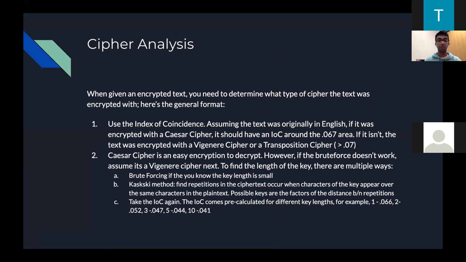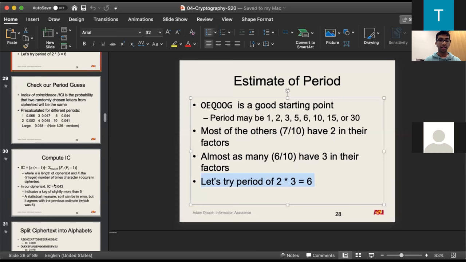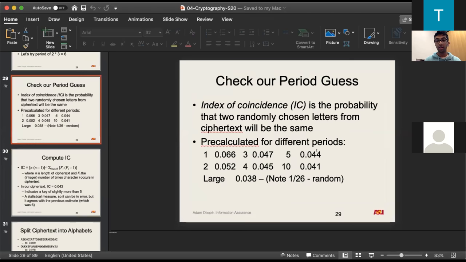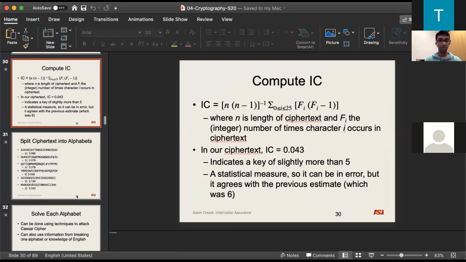In this case, for the example I had, going back to the PowerPoint, if they calculate the IOC to be around 0.043, and going back here, we knew that 0.043 is between 5 and 10. So this comes close to the period, so it should be around 6. But sometimes the IOC can be wrong because it's just a statistical measure once again. So it's not always going to be right.